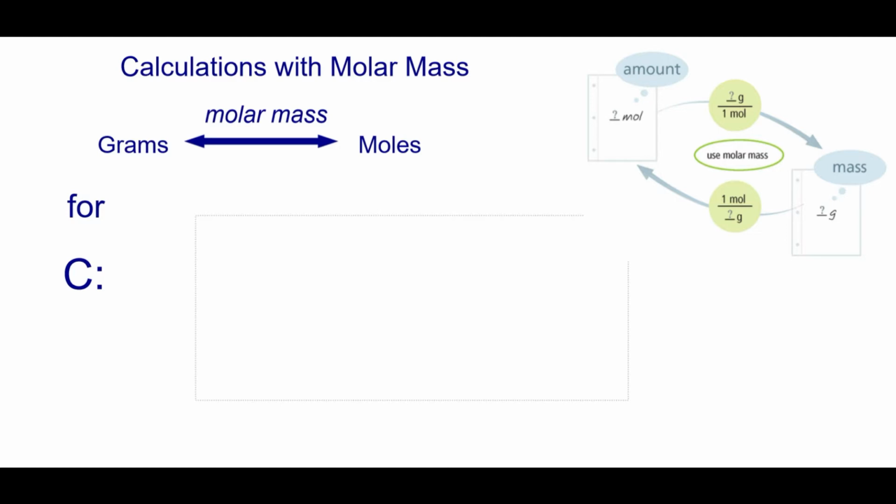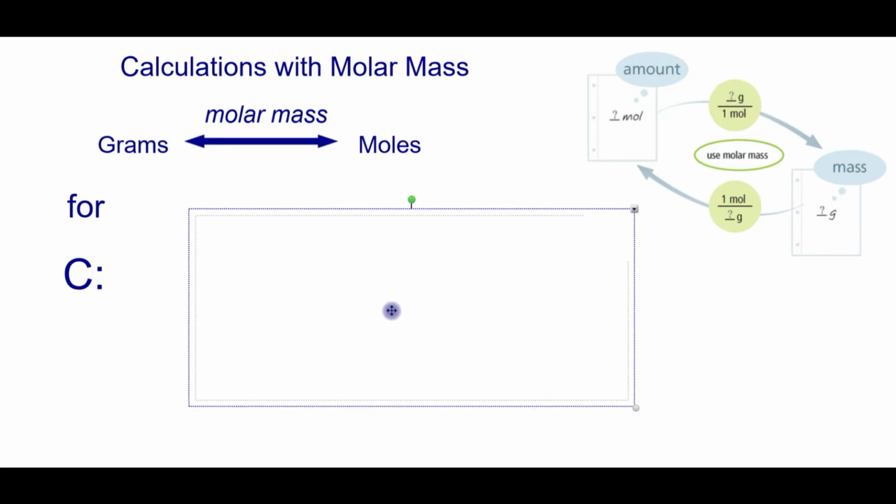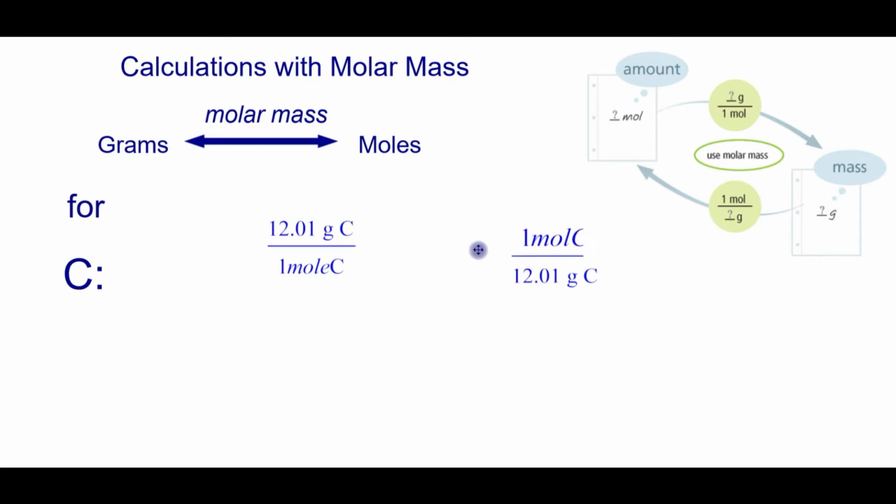We have grams and moles in our molar mass, and so we can use it to convert between moles and grams, depending on which way we set it up. For example, for carbon, we could set up our conversion factor one of two ways, depending on whether we want the mole of carbon on the bottom or the grams of carbon on the bottom. Let's give it a try.